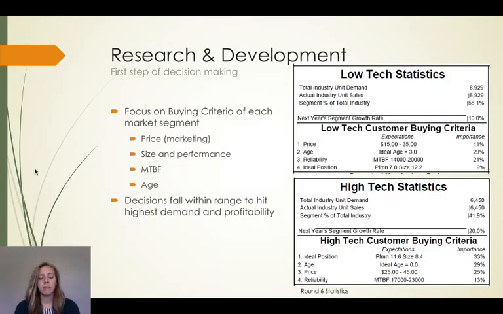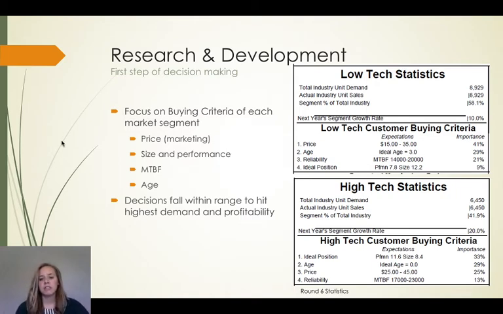So for research and development, this is the first step of decision making, and we focus on the buying criteria for the market segments, and it's comprised of four separate decisions. First is the pricing, which is actually decided upon by marketing, the size and performance, the MTBF or reliability, and age of the products. And we made sure that our decisions fell within the range of the buying criteria to hit the highest demand and therefore profitability.